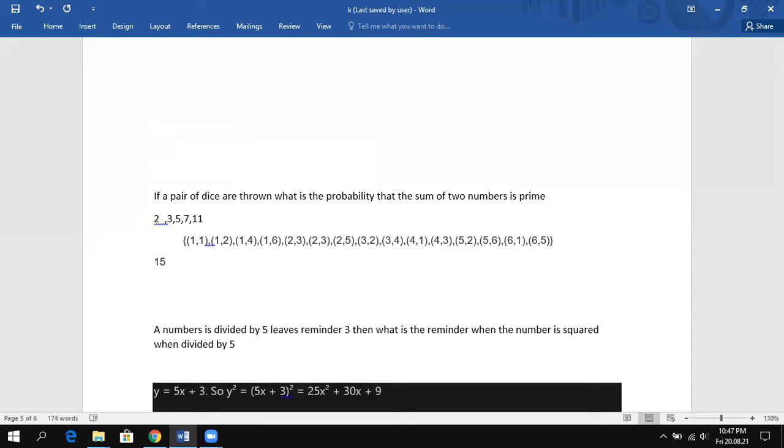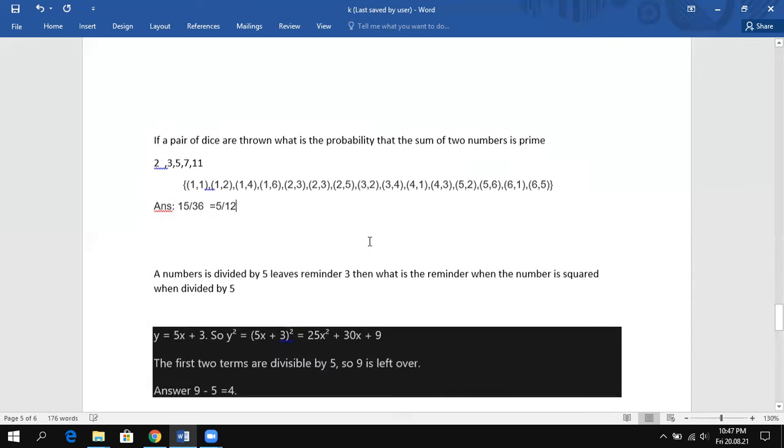And what is the sample space? We are throwing 2 dice, right? So a pair of dice, it would be 6 into 6, so 36. So 15 by 36, which can be simplified: 3 5s are 15 and 3 12s are 36, so 5 by 12.